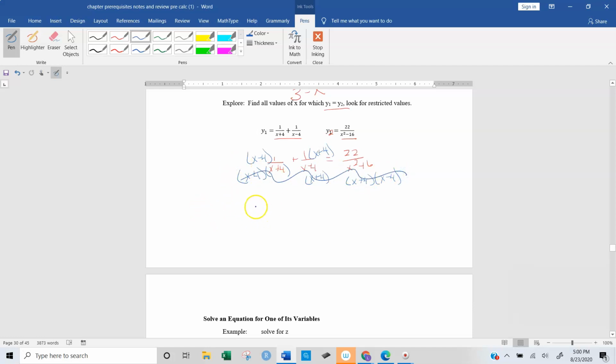Denominators are gone. So now we have x minus 4 plus x plus 4 equals 22. The 4's are going to cancel. 2x equals 22, so x equals 11. Did you do well? I hope you're smiling.